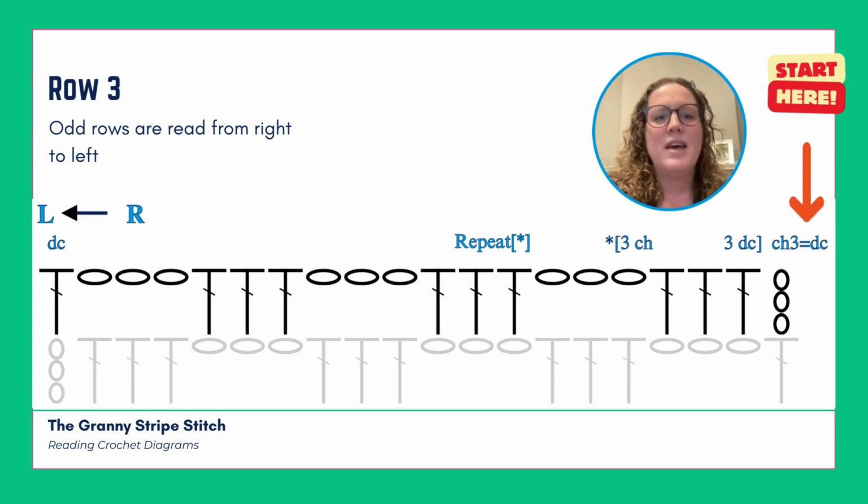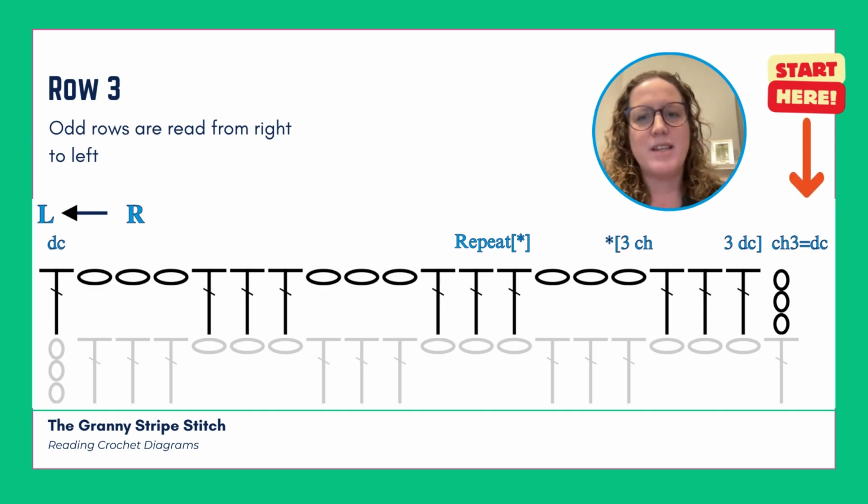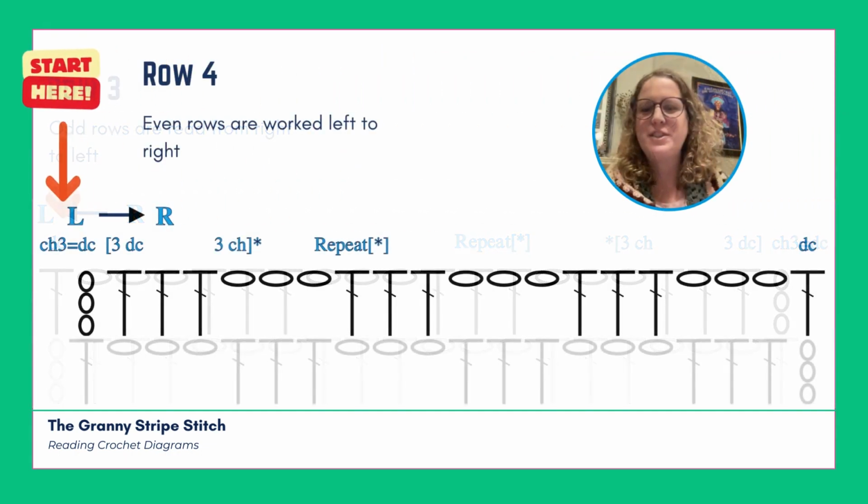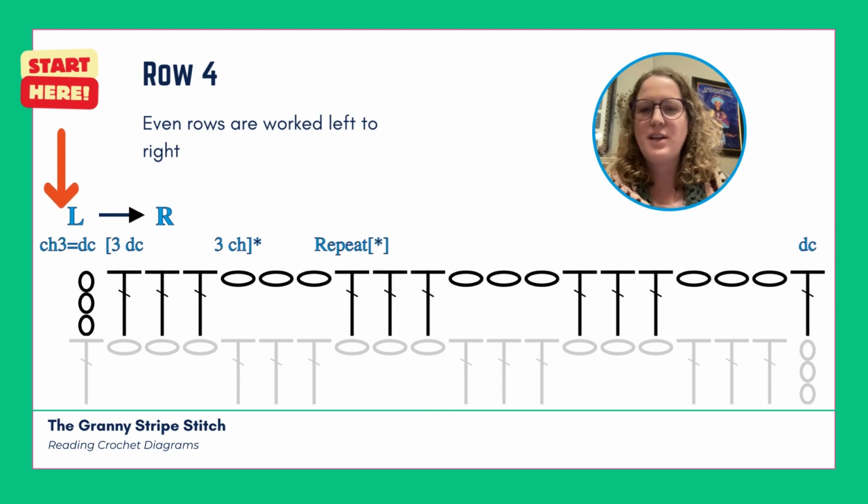In general, when you are working an odd row and you are reading a diagram, that odd row is going to read from right to left. Conversely, when you start on even rows, you are going to read your diagrams from left and work your way right. So for row 4, you are going to match the same stitch pattern as you did for row 2, and you're going to read the diagram starting on your left.